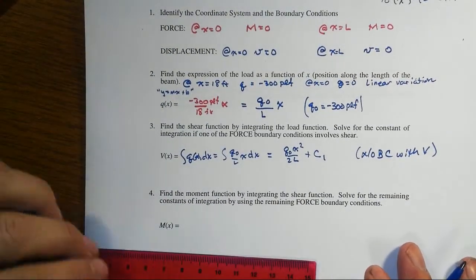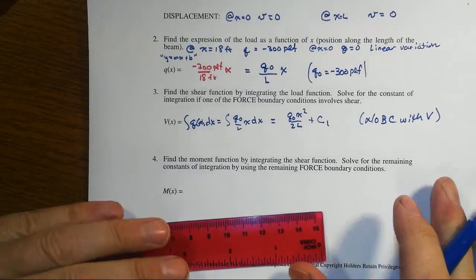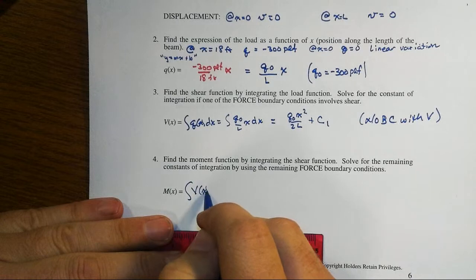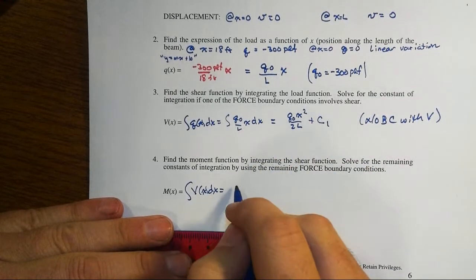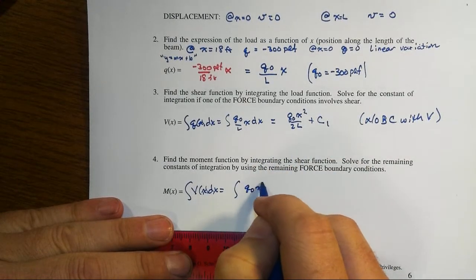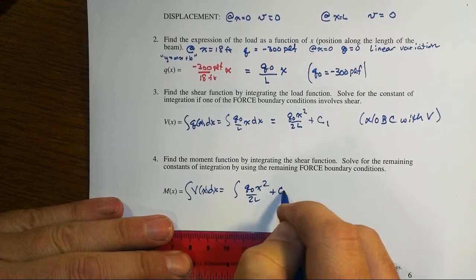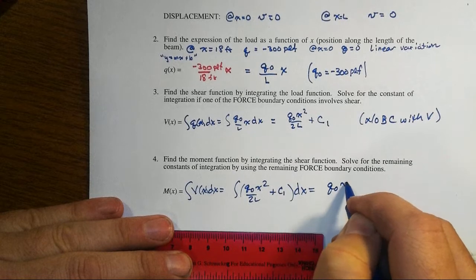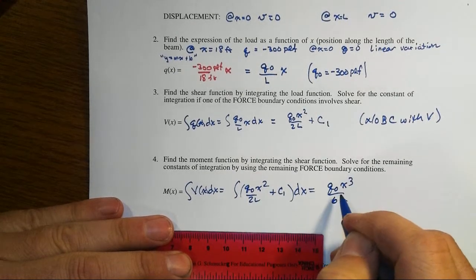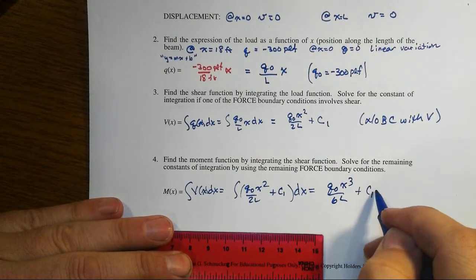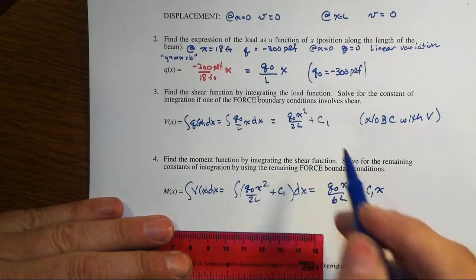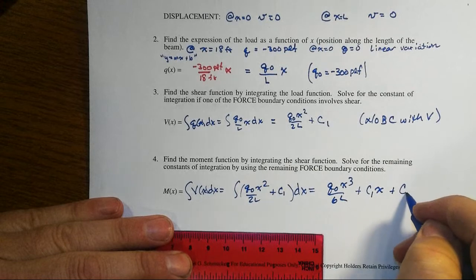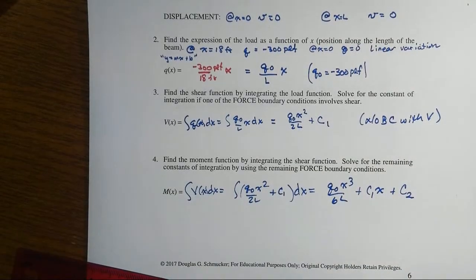We have to go to the moment function. And the moment is the integral of the shear, which we just found out is this expression here. Integrate that, we get then Q naught x cubed over 6L plus C1x. See, that was the big key. If we didn't have this, we wouldn't have had it down here, and we'd have been all wrong. Plus, we got another one that popped out here, another constant of integration.